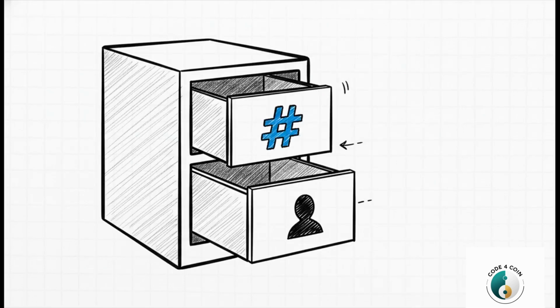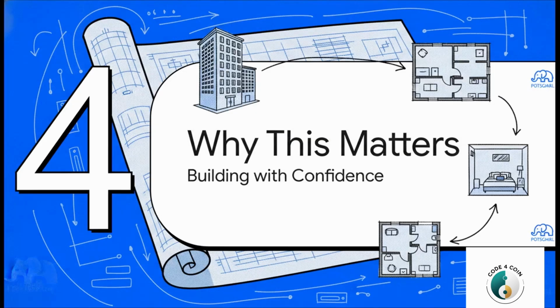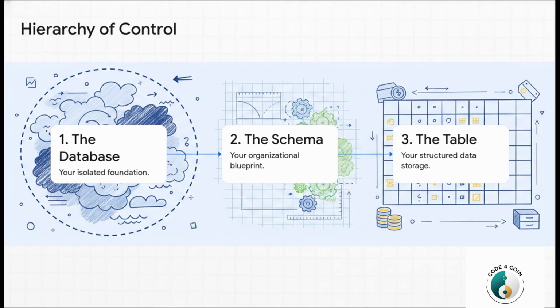Creating a table really just means defining its structure. You specify which schema it belongs in, you give it a name like users, and then you define each column and its data type, like an ID that's a number or a name that's text. You're pretty much building the filing cabinet for that specific room. So, we've gone from the building to the floor to the room. Now let's pull back for a second and look at why this entire blueprint is so critical for building things with confidence.